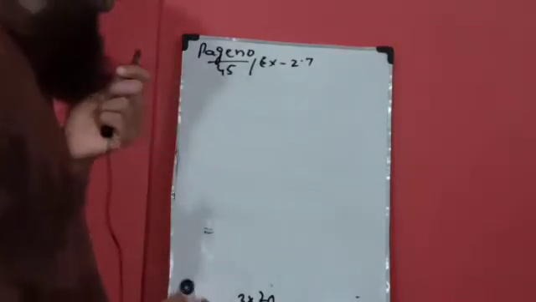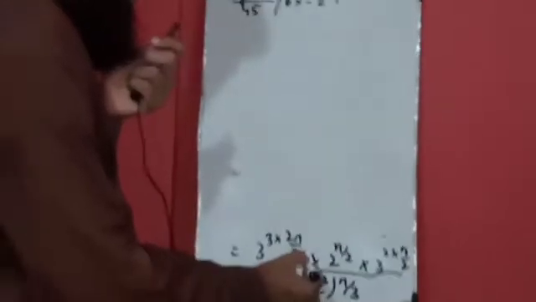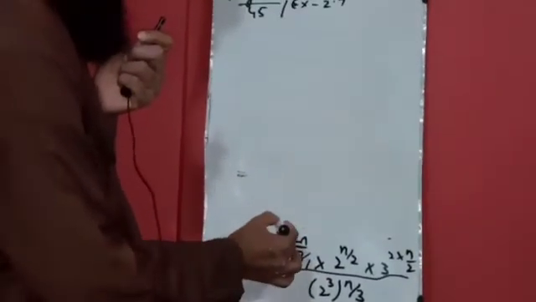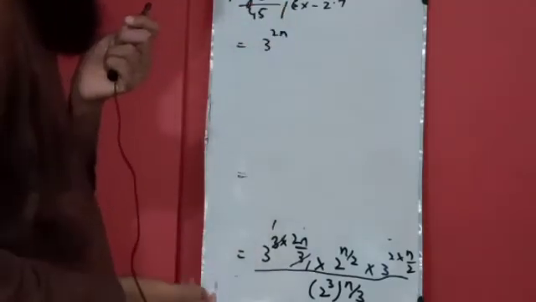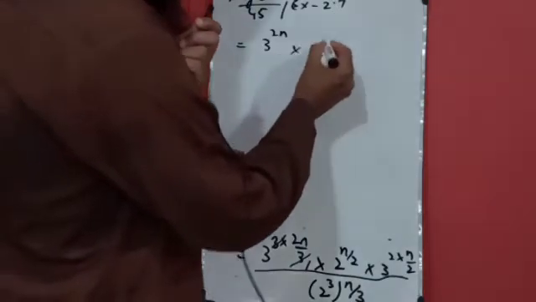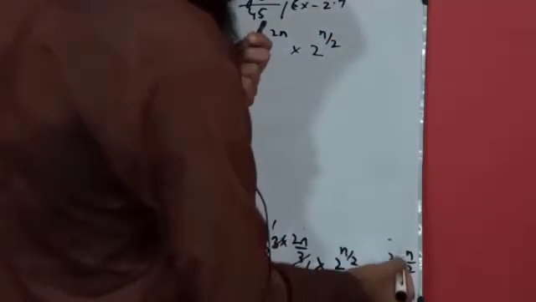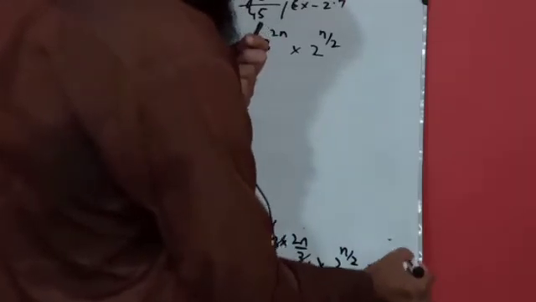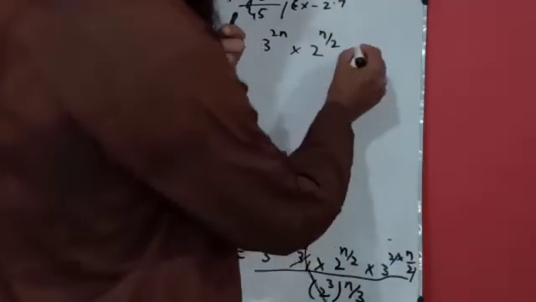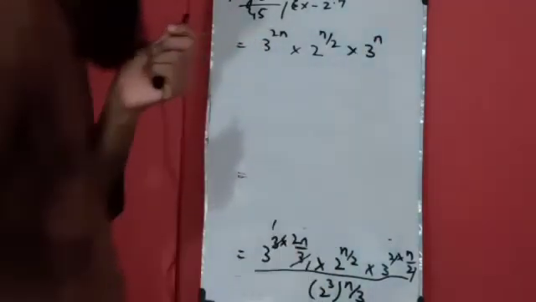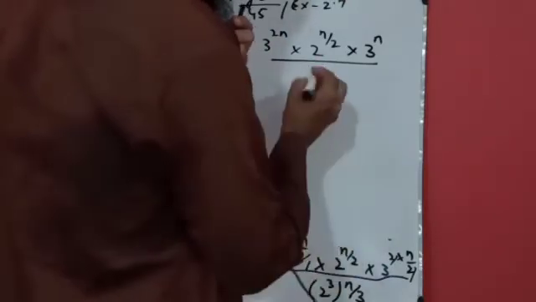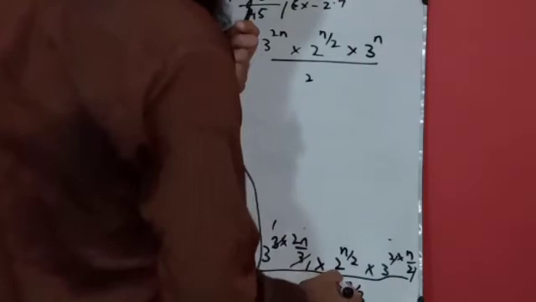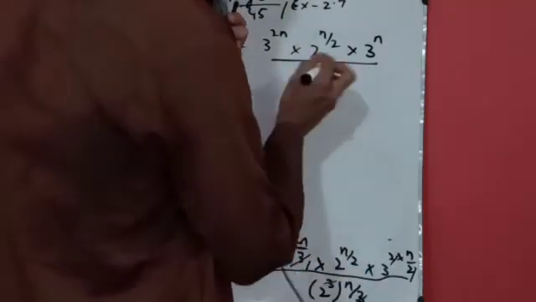In the next step, the 3 of the denominator and 3 cancel, that means 3 raised to power 2n comes. 2 raised to power n upon 2, and again the square of the 3 and n upon 2, 2 is cancelled, it comes as 3 raised to power n. In the denominator, 2 raised to power 3 and n upon 3, 3 cancel, 2 raised to power n.